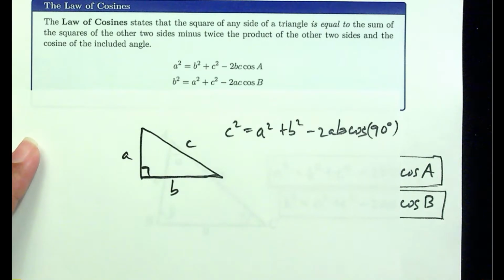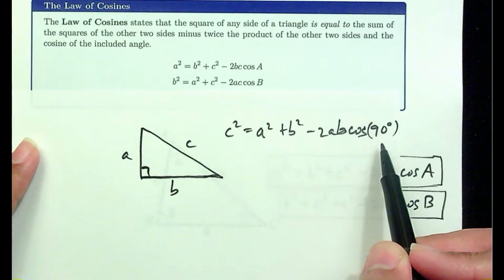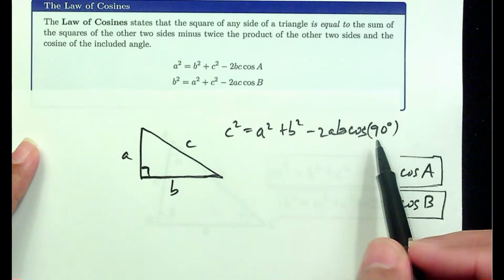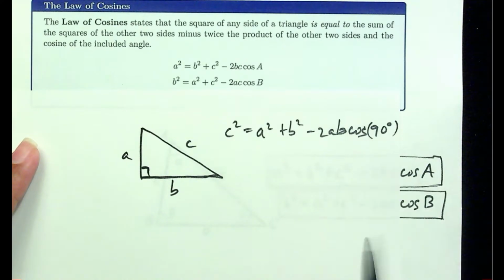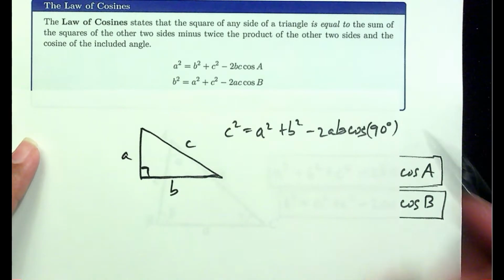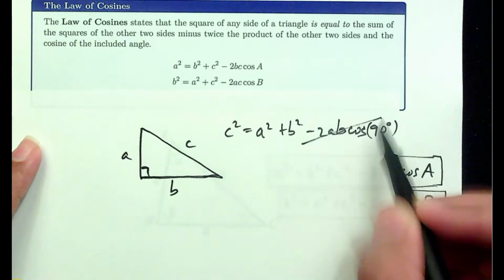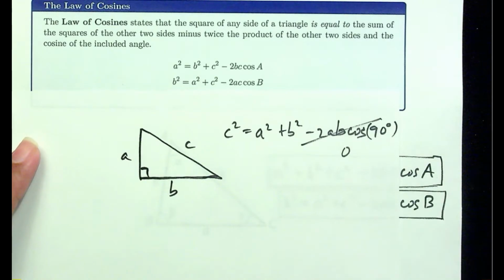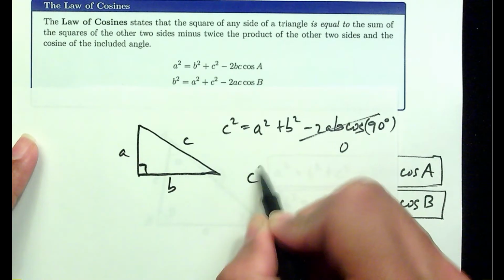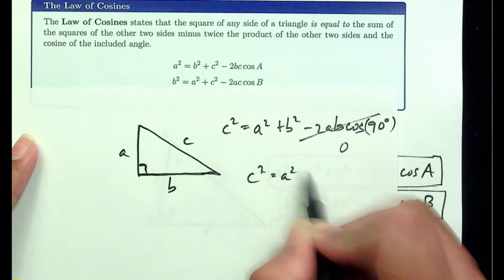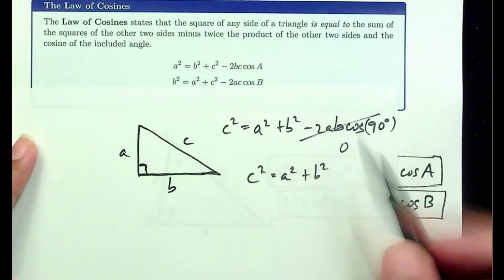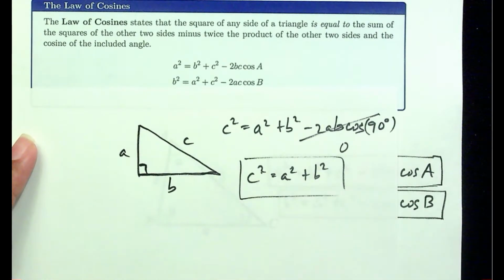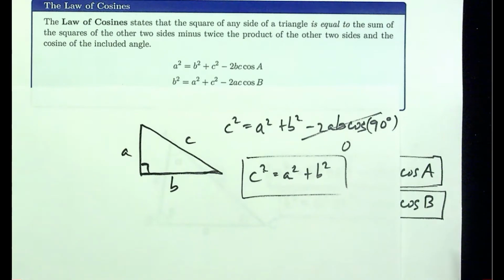Now, if you remember, cosine of 90 degrees, well, 90 degrees is a special angle. And what is the cosine of 90 degrees? It is 0. So that means this whole thing is 0. And if that whole thing is 0, what do you get? You get c squared equals a squared plus b squared, which is indeed the Pythagorean theorem that we've known forever.